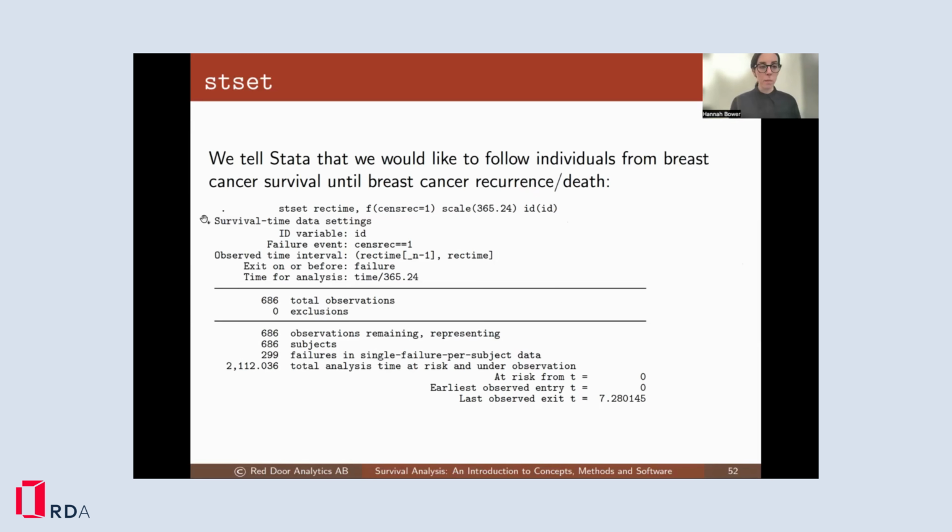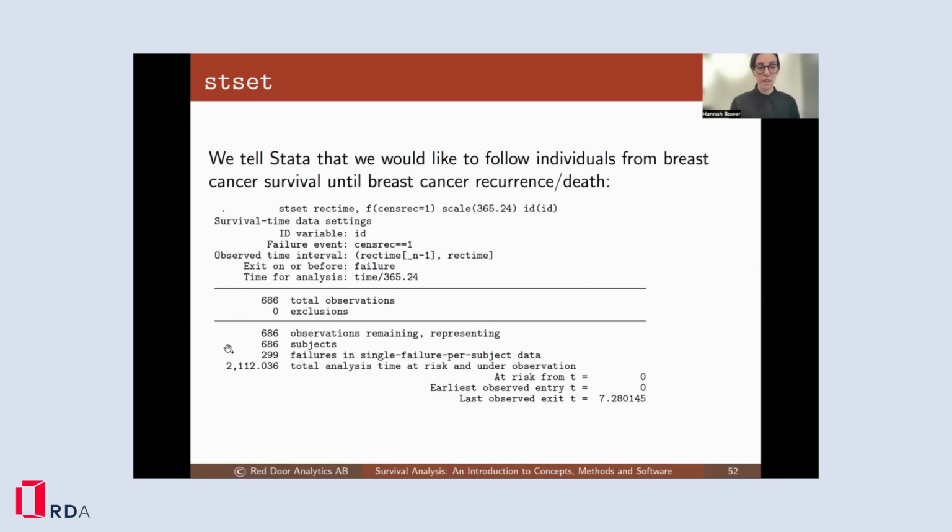And then we will get some output, you can see below here, from Stata, where we get some information about what we have entered already, just reiterating what we've defined in our command. So we have 686 observations. That's not surprising. We already knew that. We have 0 exclusions. That's good. We didn't want to exclude anyone, so we would be surprised if we did at this time point. We see that we have 686 observations, which are 686 subjects.